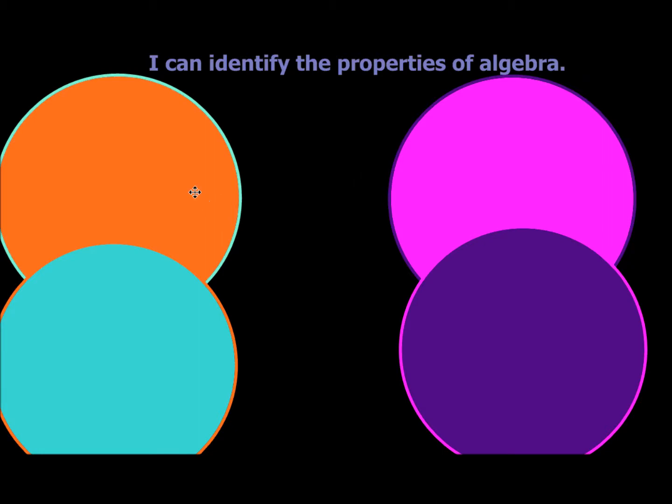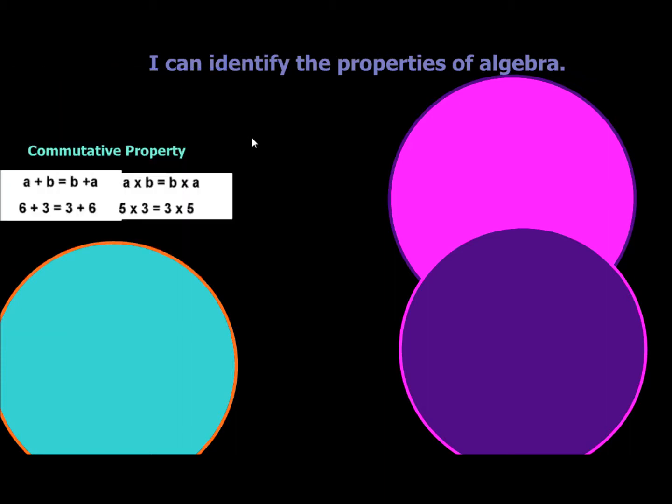Let's start by revealing the property under the orange dot. Oh, look at that. It's the commutative property. That's one of my favorites. You know what the commutative property lets you do? It lets you change the order in a problem. So A plus B is equal to B plus A. It doesn't matter what the numbers A and B are. 6 plus 3 is 9, and 3 plus 6, change the order, still 9. It also works for multiplication, my dear.